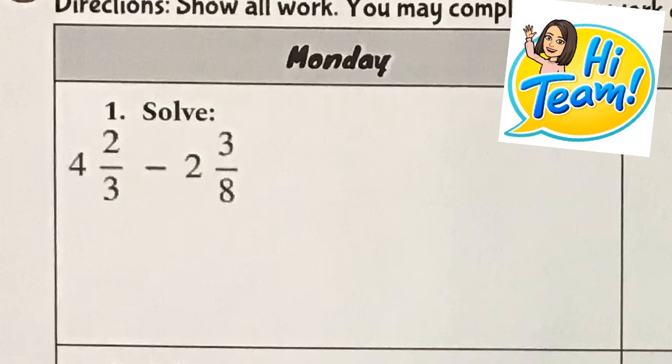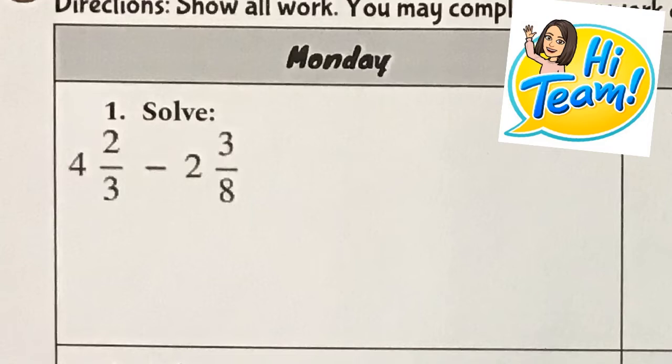For this problem, we have to remember when we are subtracting fractions, we have to have common denominators right here. The 3 and the 8 cannot just be subtracted from each other because they don't have the same label. So what we have to do is find a number that they both go into.